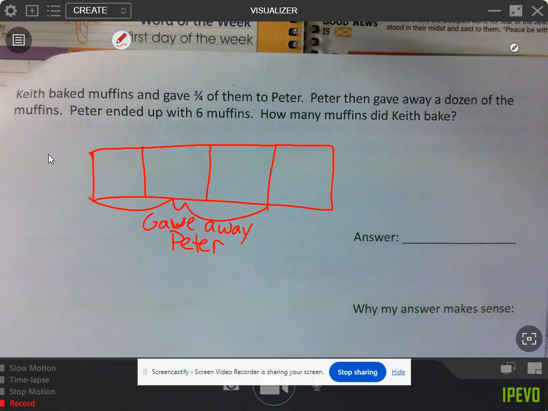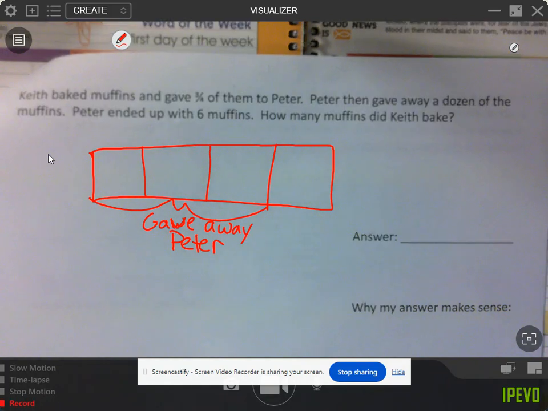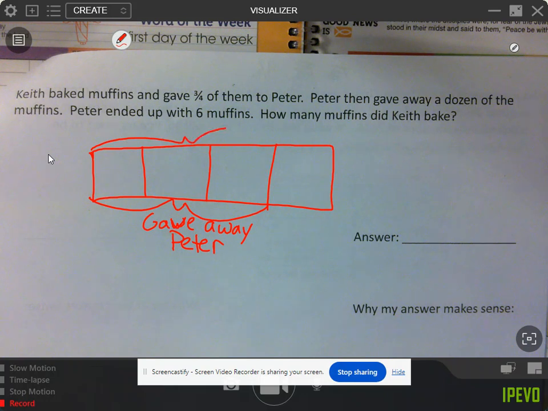Amanda? You could add the dozen with the 6 muffins that he got. And how many would that be? 18. Yeah. So what Keith ended up giving away to Peter was 18 muffins, because a dozen is 12. Peter was able to give away 12 and keep 6. So that's 18. So Peter had gotten 18 muffins, and Keith kept that last section. Can we figure out how many muffins Keith made all together?